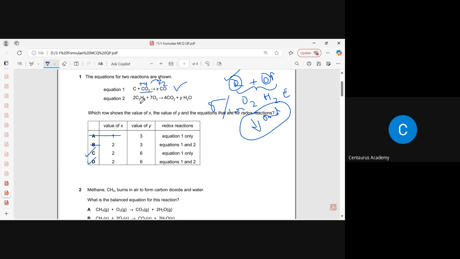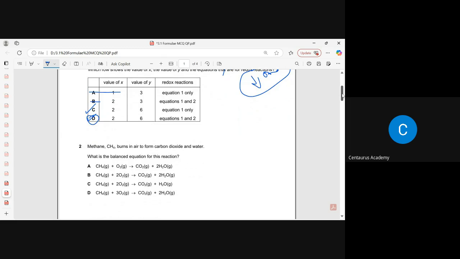If you look at the next one, equation number 2, here again carbon is gaining oxygen to produce its own oxide. Hydrogen is gaining oxygen to produce its own oxide. Water is being formed, carbon dioxide is being formed. This means that this particular reaction is also redox. So we're going to go with option D. Option D is the correct one in this case. Are we clear so far?